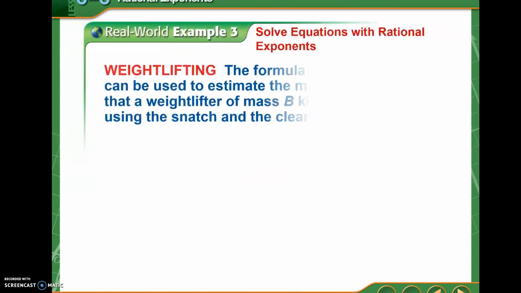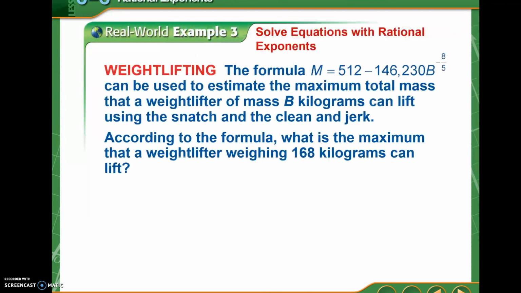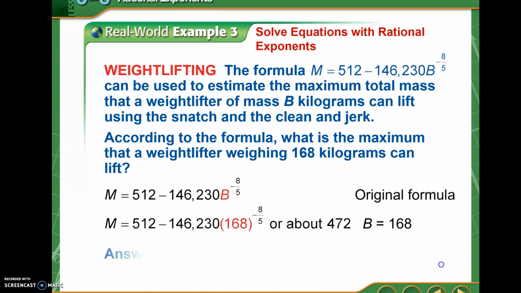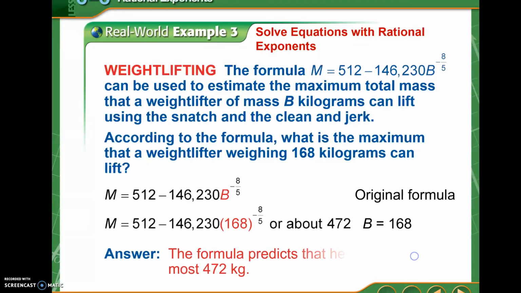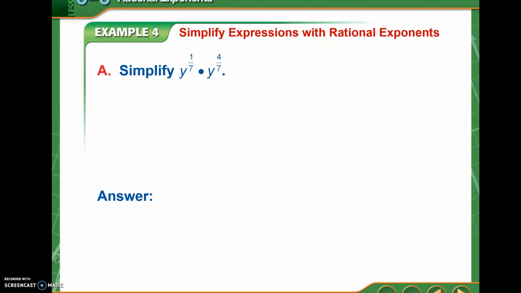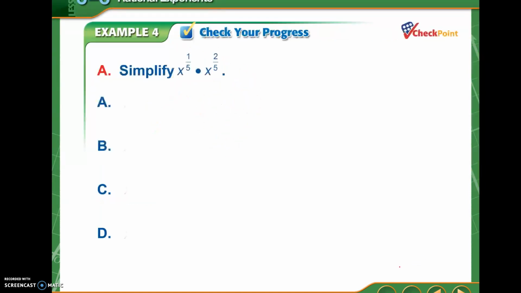Then I go past these and look for the last part here. So they were just plugging 168 in to get our amount. So same rules with rational exponents as with non-rational exponents. You're going to take this and go 1/7 plus 4/7. And if I can reduce, I want to reduce, so y to the 5/7. So this would be x to the 3/5.